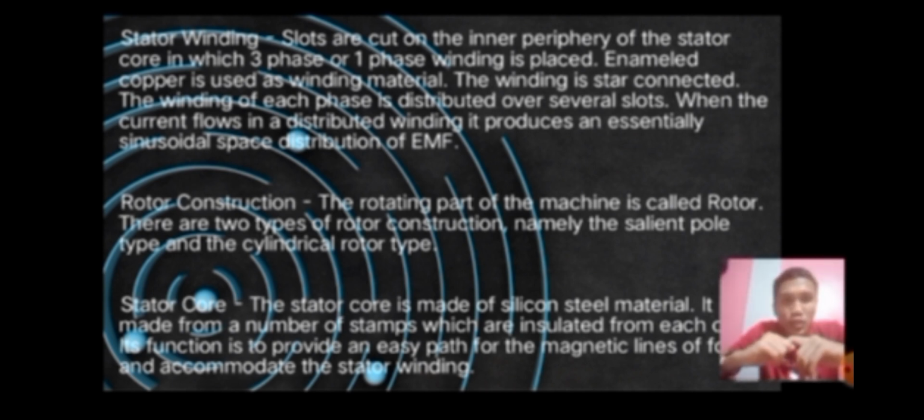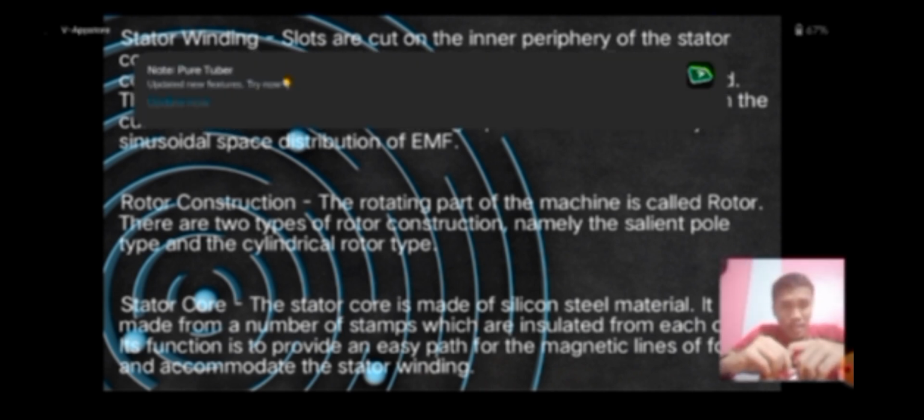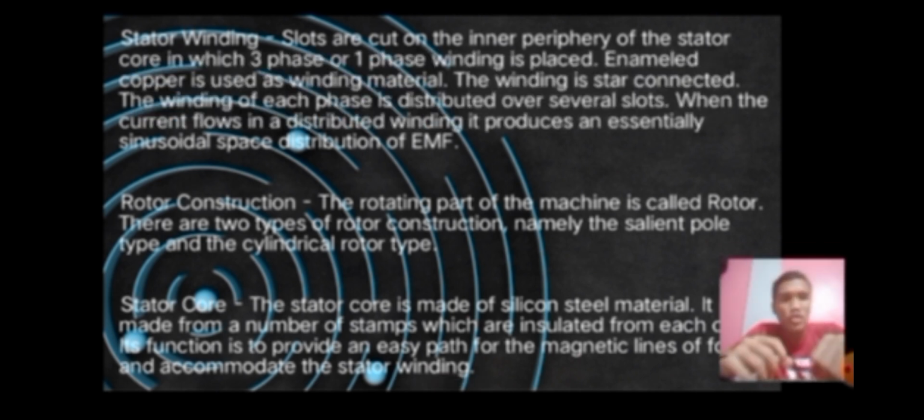Next one is the rotor construction. The rotating part of the machine is called the rotor, as mentioned earlier. There are two types of rotor construction, namely the cylindrical type and the salient pole type.